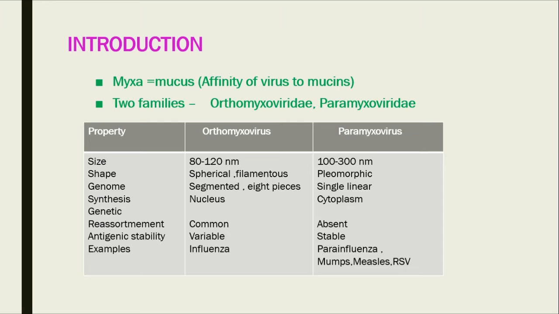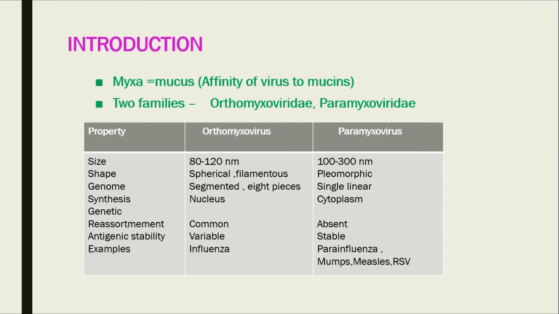This myxovirus group comprises two different subfamilies, orthomyxovirus and paramyxovirus. So Myxoviridae is a superfamily in which we have two subfamilies, Orthomyxoviridae and Paramyxoviridae. Among these, we will mainly focus on Orthomyxoviridae in this presentation. So let's compare the characteristic features of Orthomyxovirus with Paramyxovirus. Starting with size, Paramyxoviruses are quite bigger.